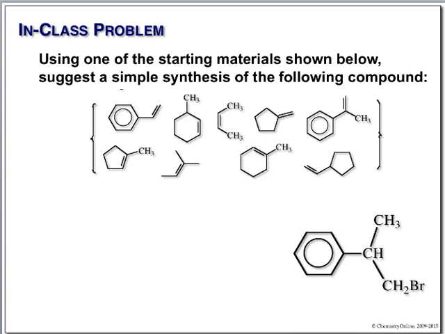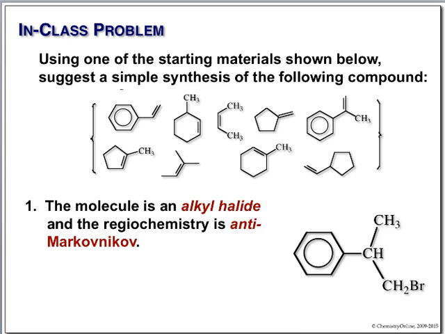Our last one. We are making an alkyl halide. What's our regiochemistry? Is the halogen attached to the carbon that would give the most stable carbocation? Absolutely not. This is a benzyl carbon. Of course, it's going to give the most stable carbocation. So this is anti-Markovnikov.